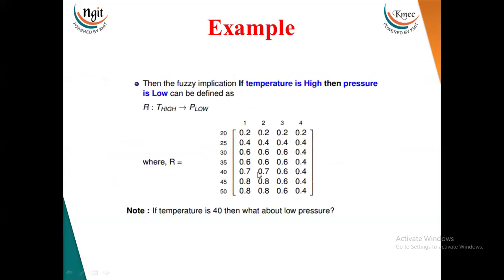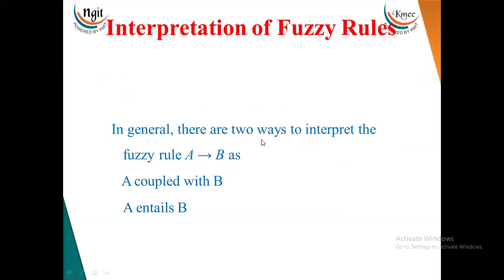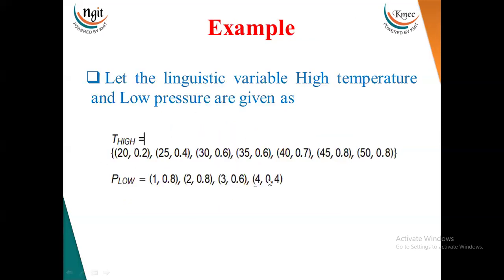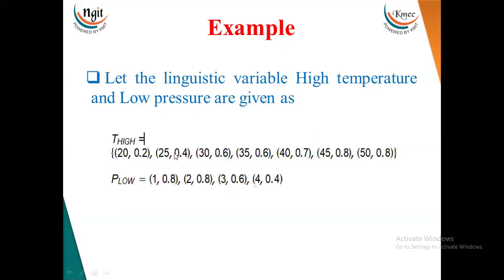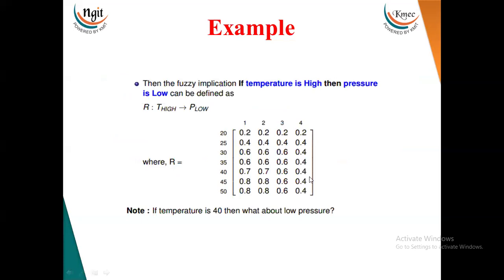Similarly, 20 with 4. Yeah, 20 with 4, it is 0.2 and 0.4. Which one is minimum? 0.2. So like this, if you go for the next one, 25. 25 with 1, it is 0.4 and 0.8. Which one is minimum? 0.4. So like that, we will calculate all the combinations of the Cartesian product.